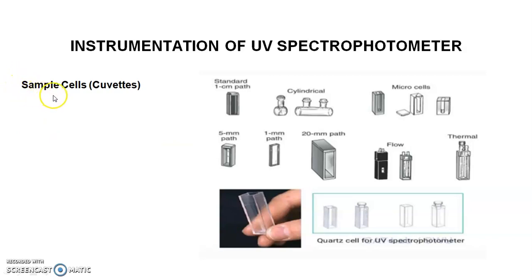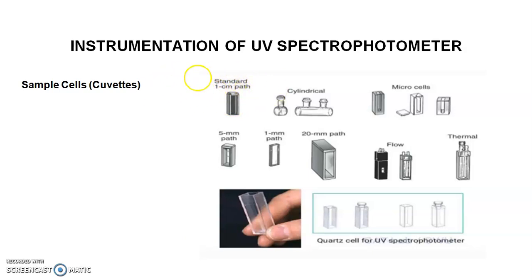The next section left out in the instrumentation of UV is the sample cells. We also call them cuvettes. There is one special thing about the sample cells or sample holders we design and use in UV spectroscopy: they are made of quartz or highly polished surfaces. The reason for using quartz as the material in the sample cells is because quartz will not absorb any UV radiation, whereas glass will absorb UV radiation to a very significant extent.